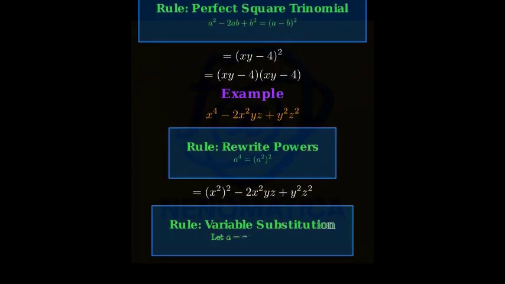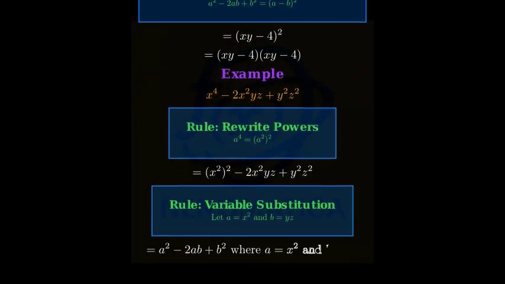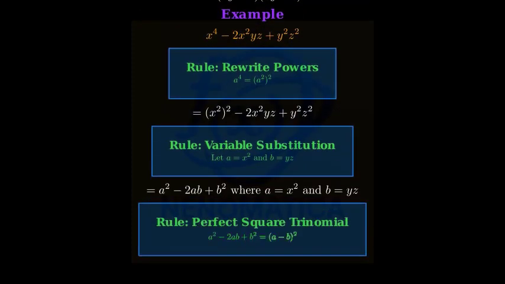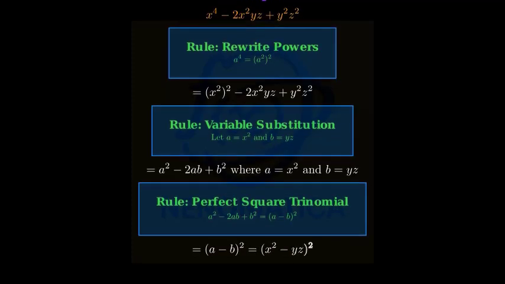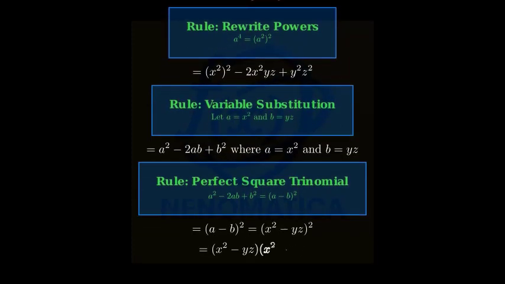Looking at our expression, if we let a equal x squared and b equal yz, then we have a squared minus 2 times a times b plus b squared. This fits our perfect square trinomial pattern. Now we can apply our perfect square trinomial pattern. The expression becomes a minus b squared, which is x squared minus yz squared. And we can also write this as x squared minus yz times x squared minus yz.